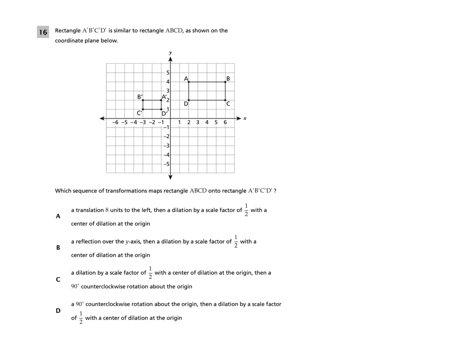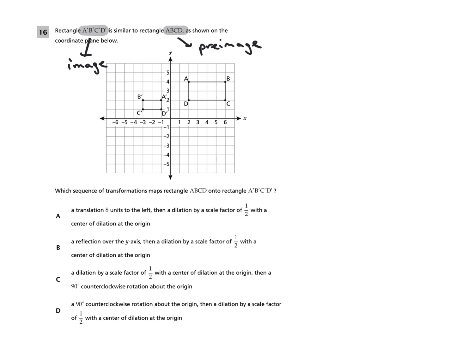16. Rectangle A prime, B prime, C prime, D prime is similar to rectangle ABCD as shown on the coordinate plane below. Which sequence of transformations maps rectangle ABCD onto rectangle A prime, B prime, C prime, D prime? Couple of things to note here. Whenever we have prime symbols in the letters, that's the image. And whenever we have no prime symbols, you can quickly know that that's the preimage. The image is the figure after the transformation. The preimage is the figure before the transformation.